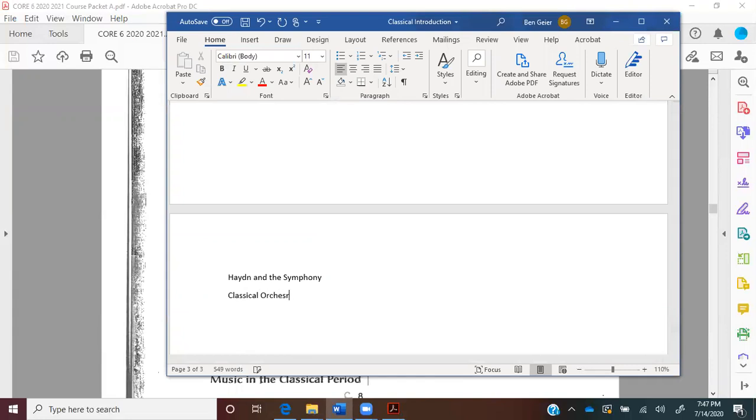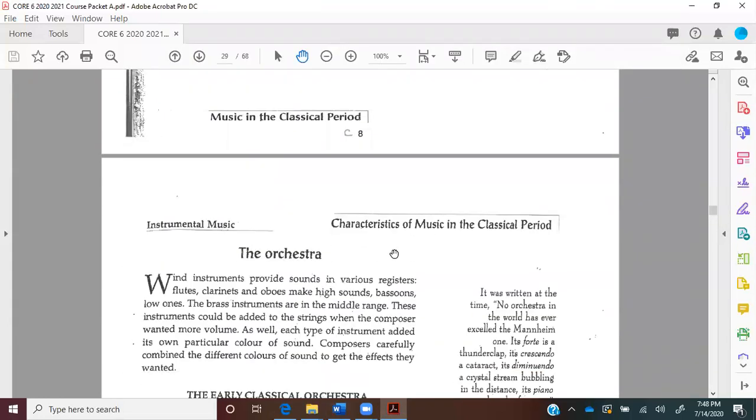Classical orchestras did not have a keyboard instrument and used woodwind and brass instruments more frequently than the Baroque. So that whole page, we pretty much got into one sentence, okay?